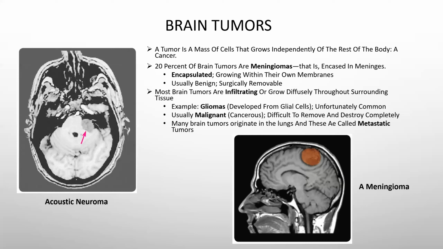Okay. So if it begins in the lungs and then it moves to the brain, it is considered a metastatic tumor. So in the picture on the right there, you can see a meningioma growing within the meninges, an encapsulated brain tumor, usually benign and fairly easy actually to remove. Okay. On the left-hand side, you see a neuroma. Okay.